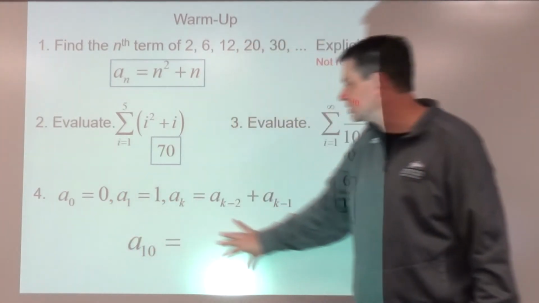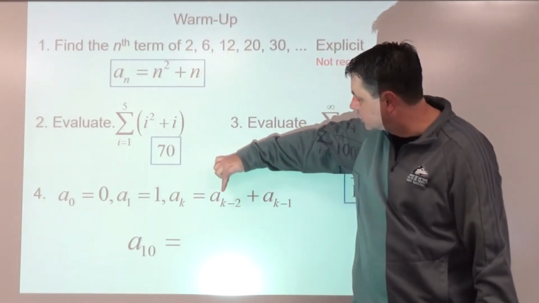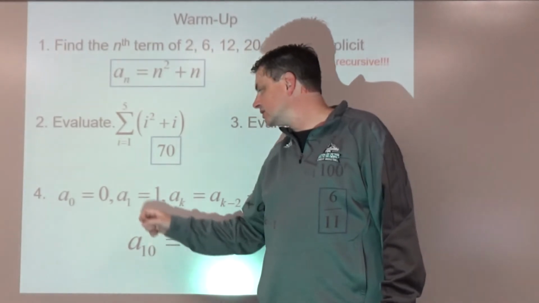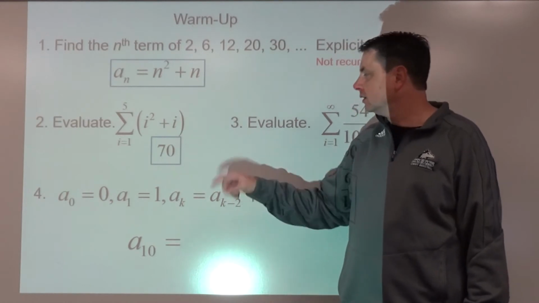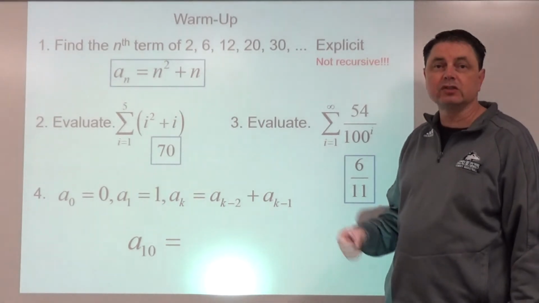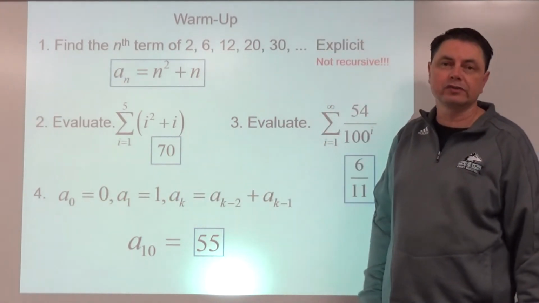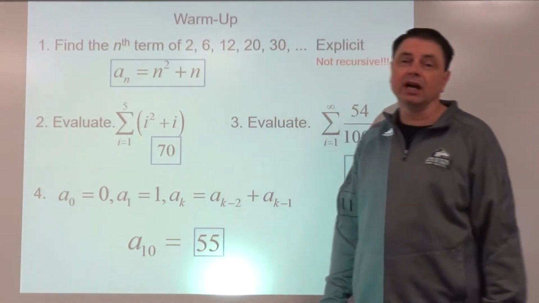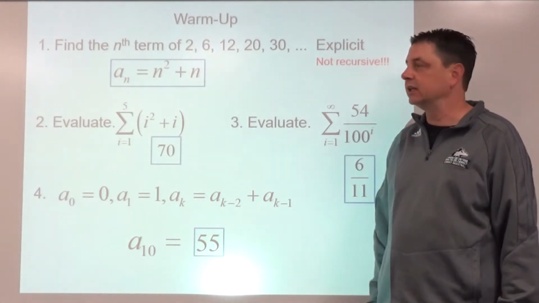Number 4 is a recursive sequence. So we're saying the next term is the 2 previous terms added together. What's the 10th term? Where a sub 0 is 0, a sub 1 is 1. So adding those together, a sub 2 would be 1, and then 1 plus 1 is 2, and then 1 plus 2 is 3, and 3 plus 2 is 5, and so on, and you should get 55. And this turns out to be really the most famous recursive sequence. It goes back to about the 1100s. It's the Fibonacci sequence. It actually has quite a few applications where you see it in patterns in nature.